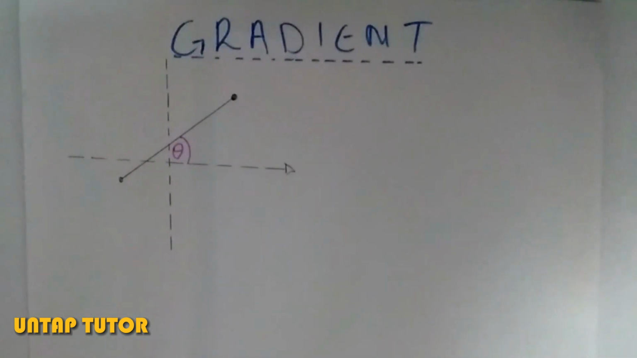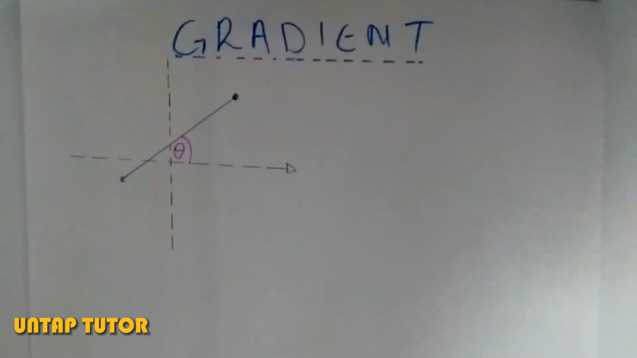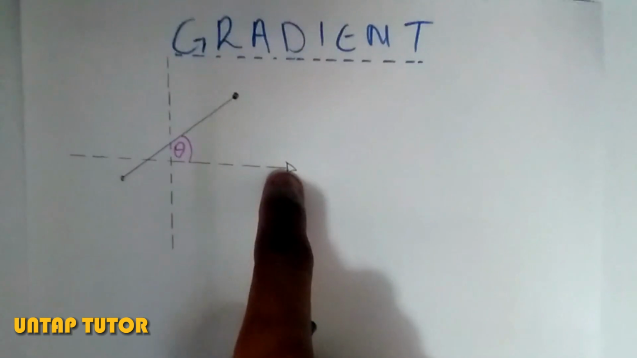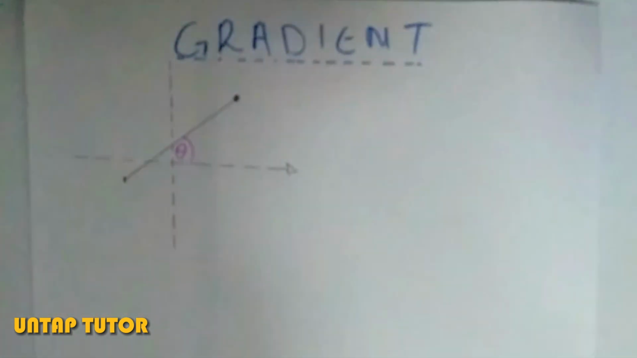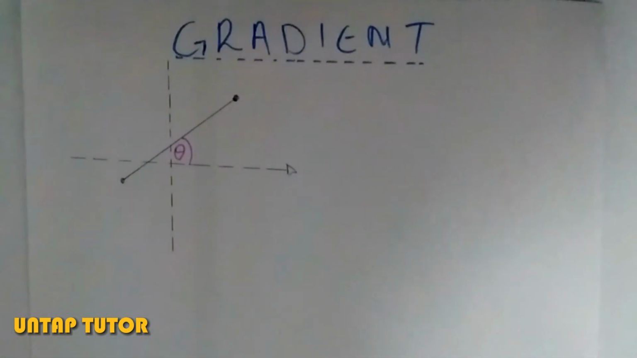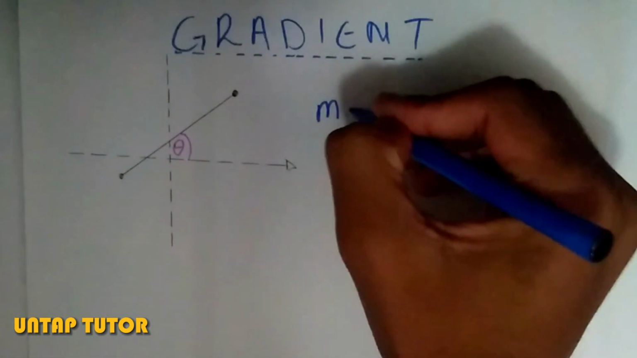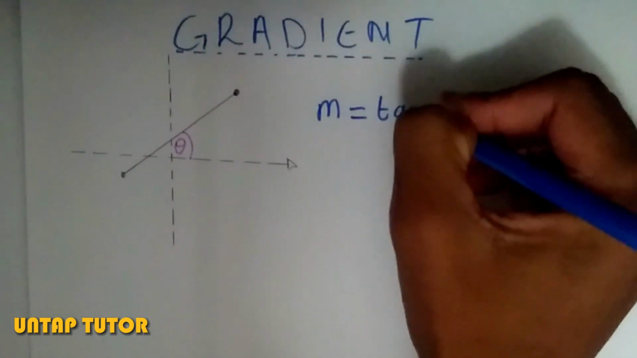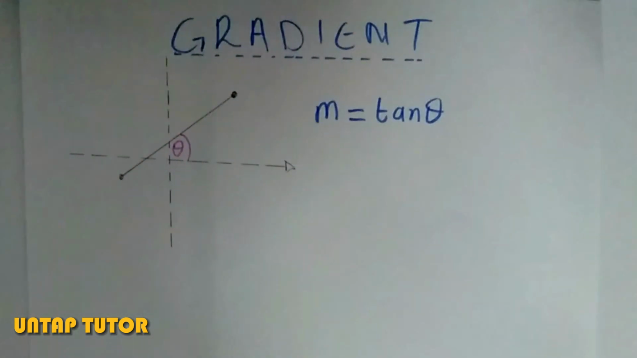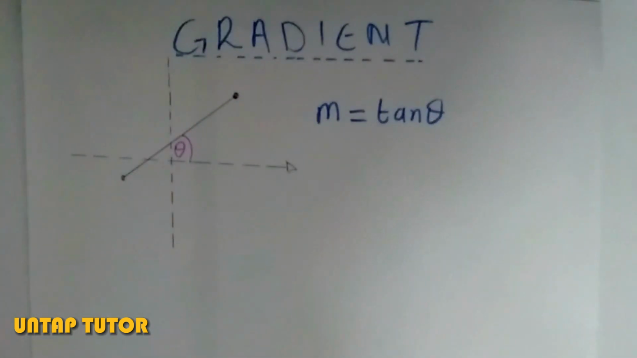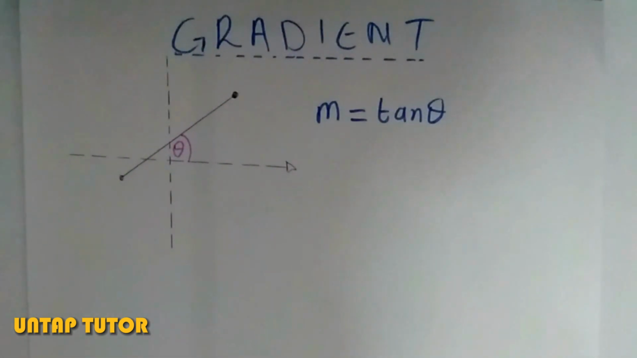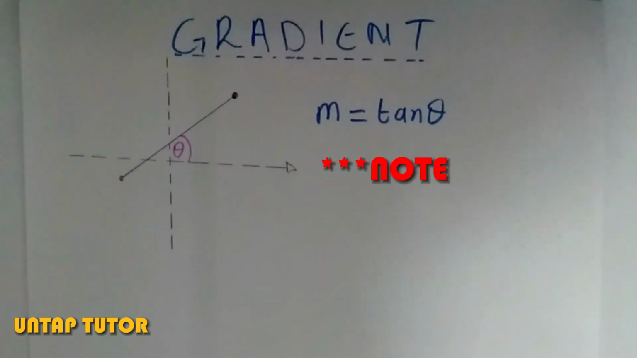As you can see, you might get a different kind of question where you are not given the points, but instead you are given an angle like theta. So theta is the angle between the positive x-axis and the line that you are given. So if you find yourself in a situation like this, you can use the formula which says m is equal to tan theta.